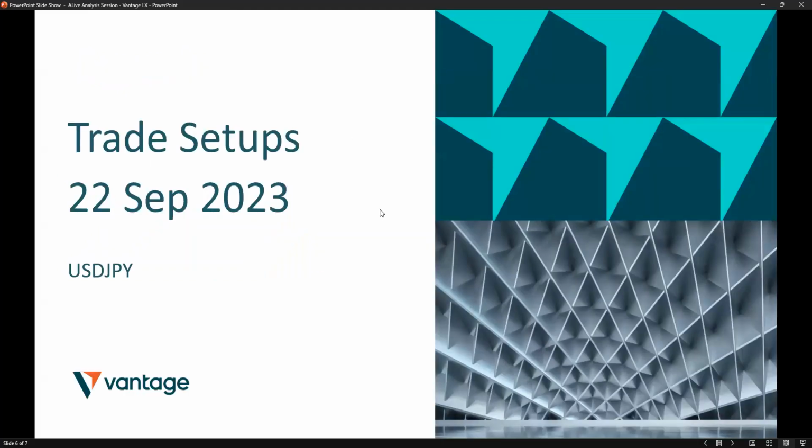Okay, so before that, let's take a look at our trade setups. Before dollar yen, as always, I like to take a look at the dollar index. But even prior to that, let's take a look at our economic calendar first. So I'll just bring that up in a moment.